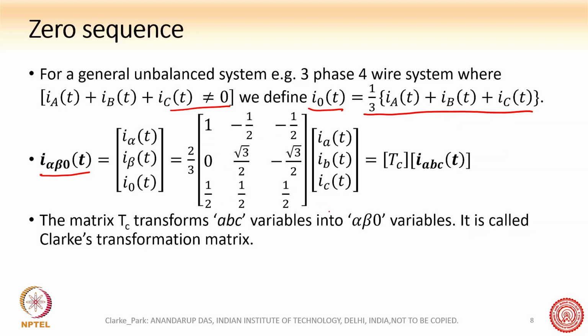And so if you have this I alpha beta 0 and put these values here, you can write it in matrix form. You can see this is I alpha beta 0 and this is IA, IB, IC, and they are connected with each other through this matrix. This matrix transforms ABC variables into alpha beta 0 variables, and this is called the Clarke's transformation matrix, which we give the name TC. TC is the Clarke's transformation matrix converting ABC quantities to alpha beta 0 quantities.